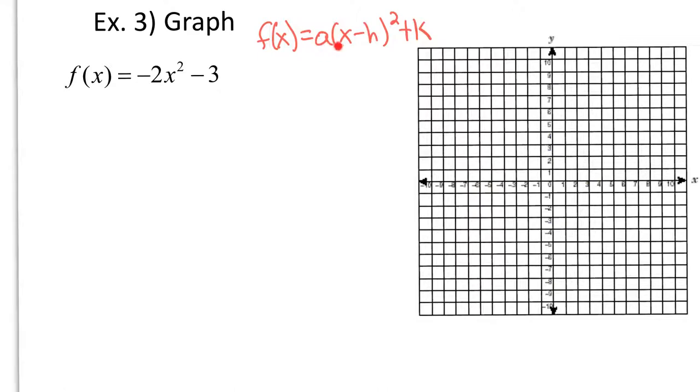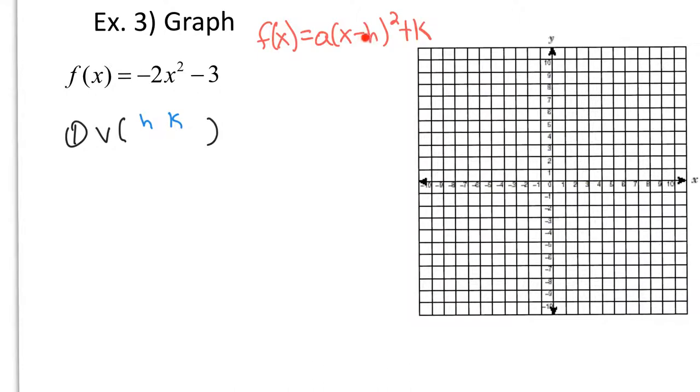So we have this vertex form here. You guys want to compare. So first of all, we need the vertex, step number 1. And for the vertex, I'm going to put v here for vertex. I need the h and the k. Now the h is the one inside of the parentheses, so that's the number here.